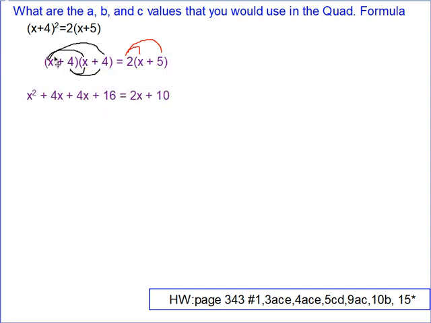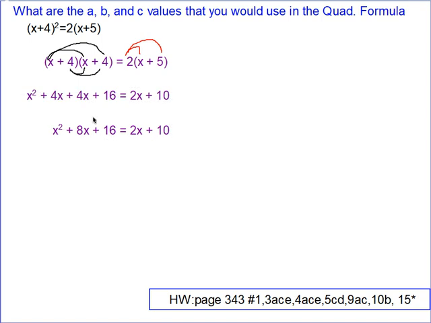X squared plus 4x plus 4x plus 16, 2x plus 10. Remember, when we FOIL, we are multiplying, right? And when we distribute, we are multiplying. Okay. Now, let's tidy this up. 4x and 4x can be combined into 8x, right? And now we're left with this. Now, some students might say, hey, I'm going to stop right here. This is my A, B, and C value. I see it.